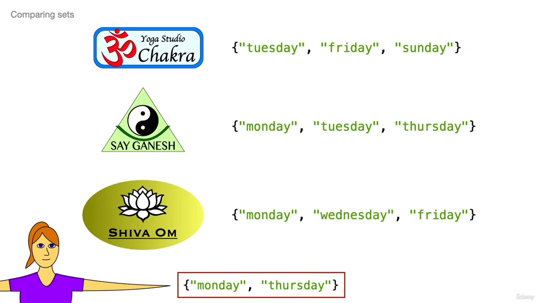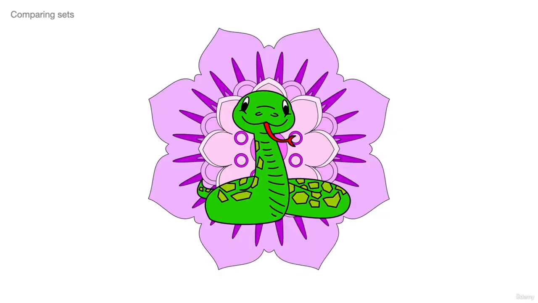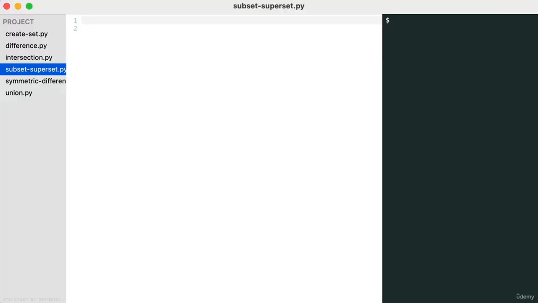Do we really have to figure this out ourselves? Of course not. We have Python. Let's use subsets and supersets to find out a good match. You start by defining a set with your available days. You got the yoga programs from the studios in your town and also store them in sets.